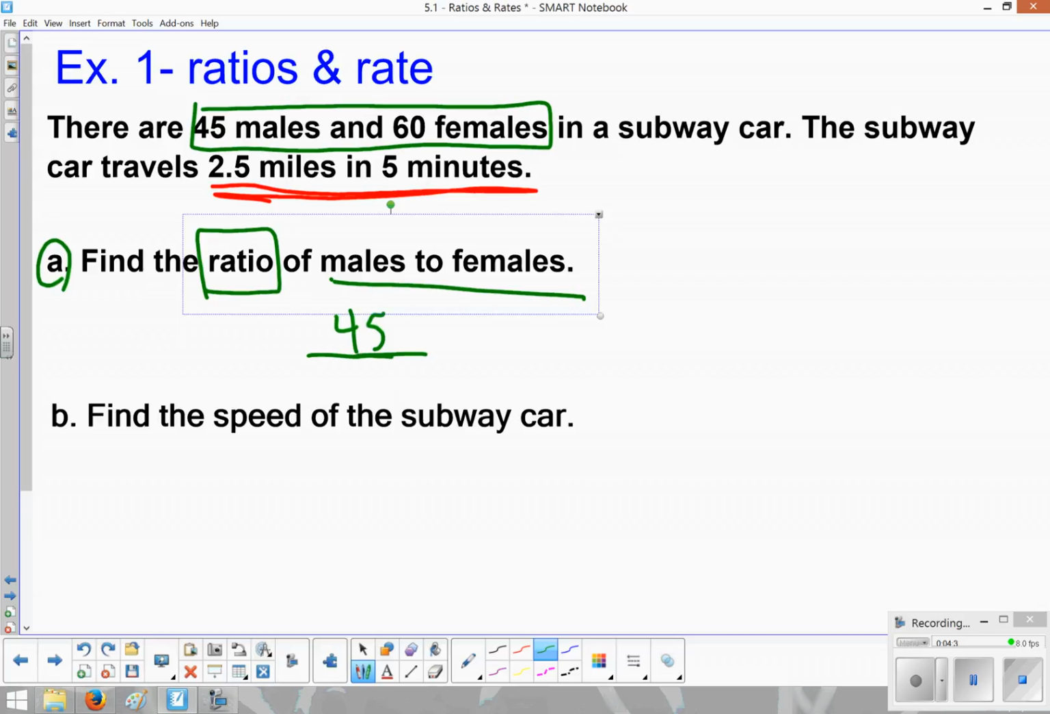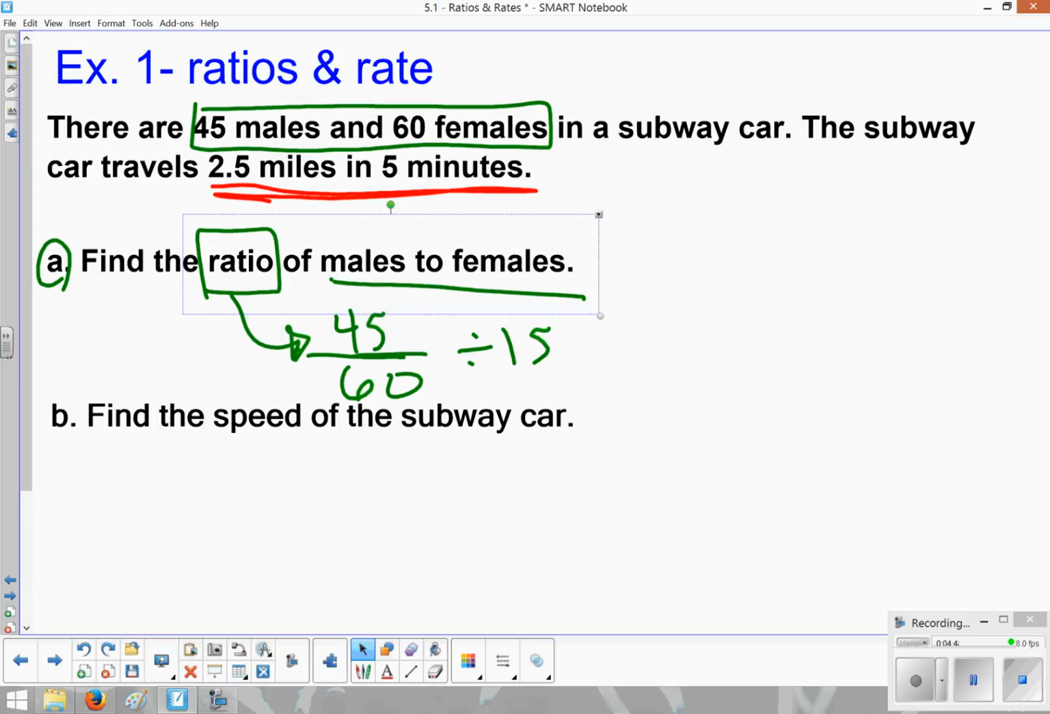Now, I have here what is called a ratio. Now, this is a ratio, but the problem is that this ratio is not simplified. So to simplify this ratio, what we're going to do is reduce it by 15. So I'm going to divide this by 15.